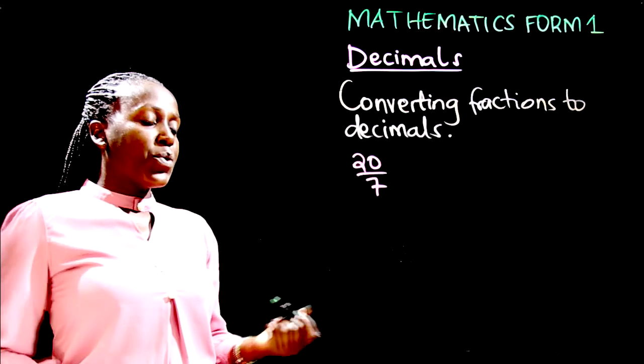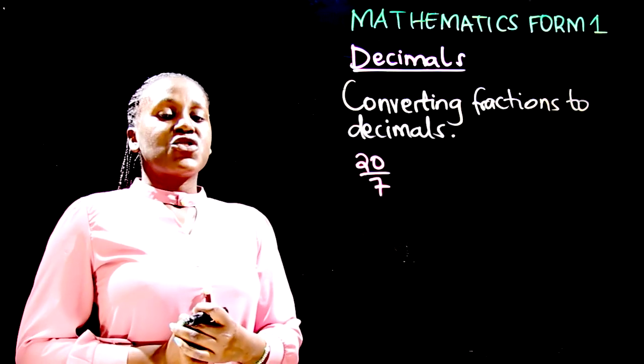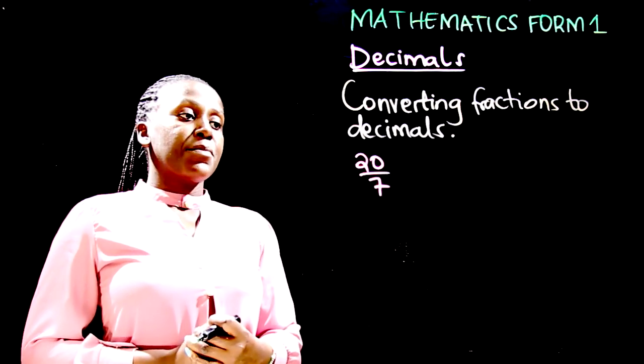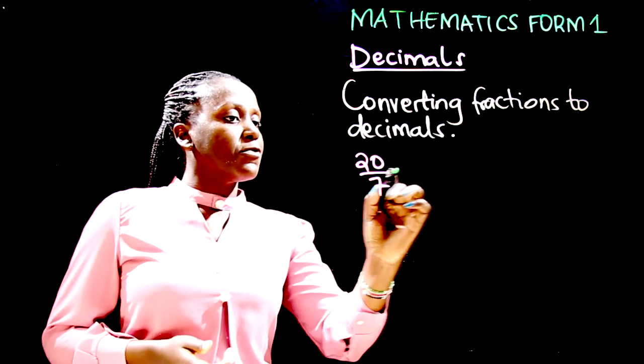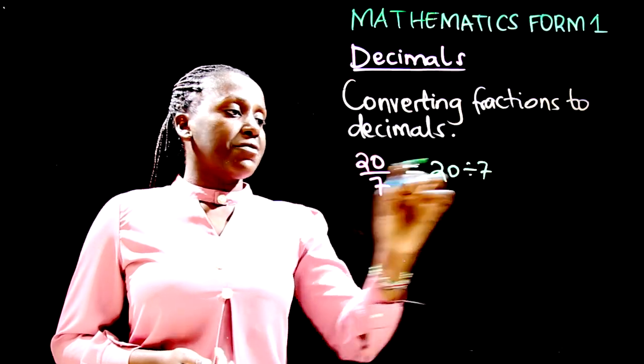Now let's try another example. In this example, we are going to convert 20 over 7 into a decimal. We are still going to follow the same formula. So this is 20 divided by 7.